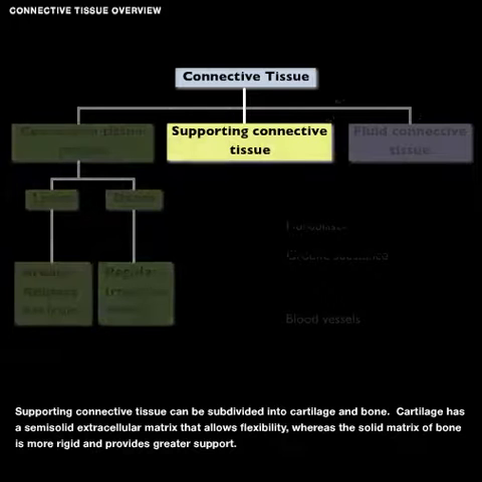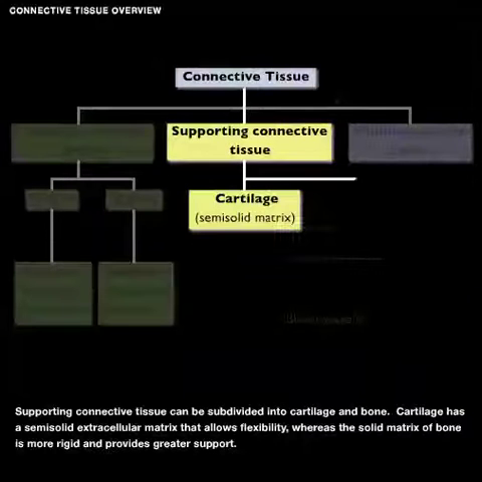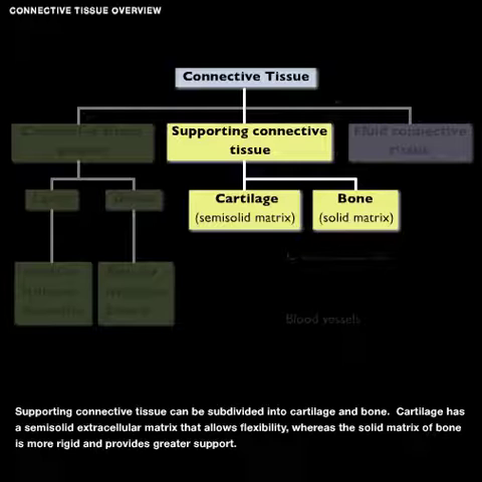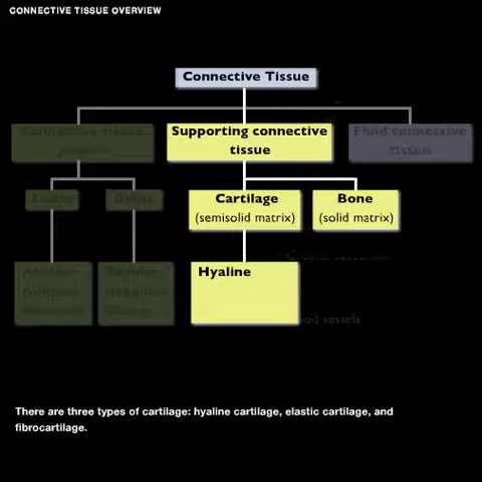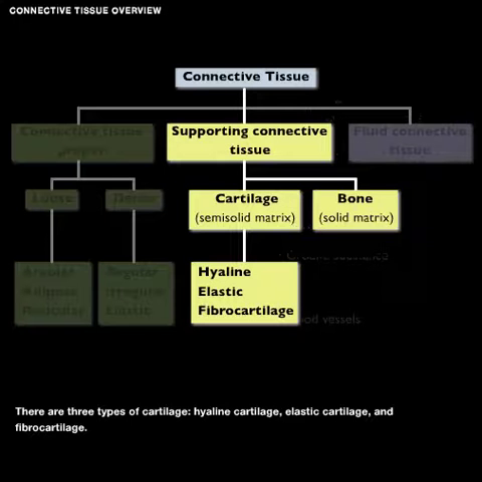Supporting connective tissue can be subdivided into cartilage and bone. Cartilage has a semi-solid extracellular matrix that allows flexibility, whereas the solid matrix of bone is more rigid and provides greater support. There are three types of cartilage: hyaline cartilage, elastic cartilage, and fibrocartilage.